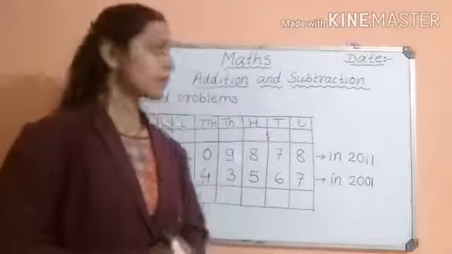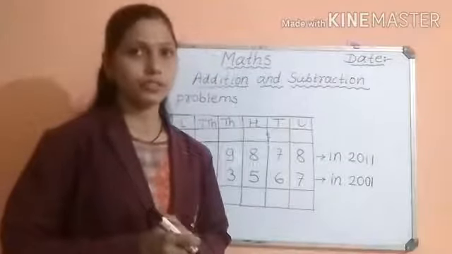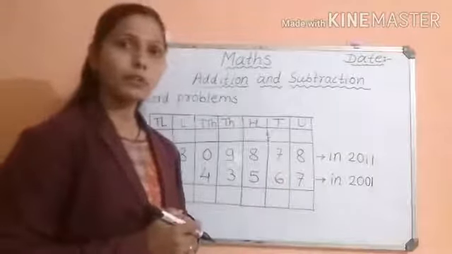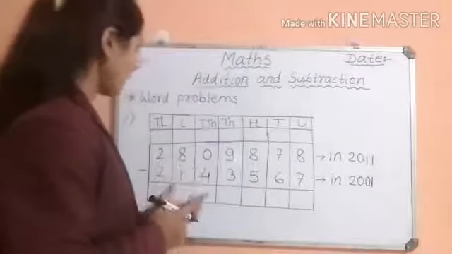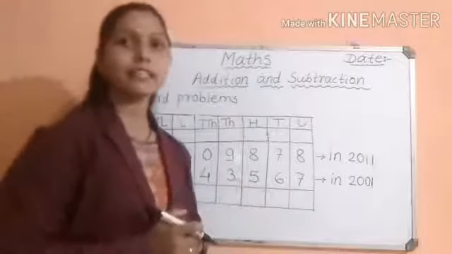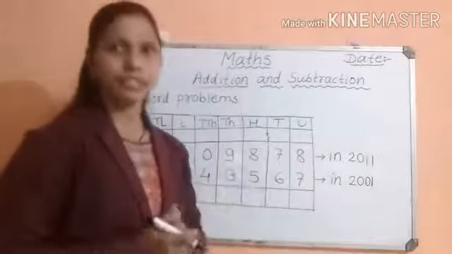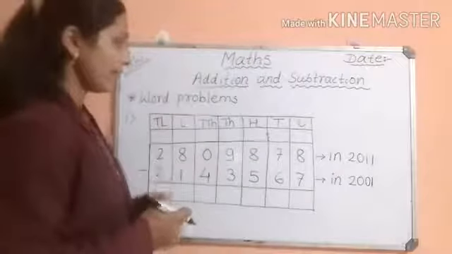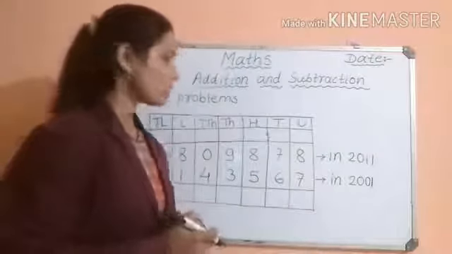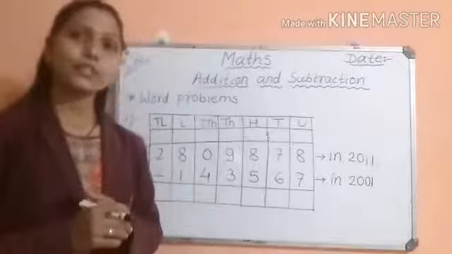Now, students, see, the first word problem from your textbook is that a city had a population in 2001 of 21,43,567. And that population in 2011 was 28,09,878. So the question is, by how much did the population grow?